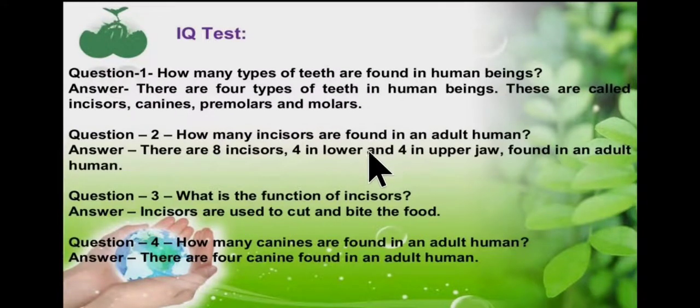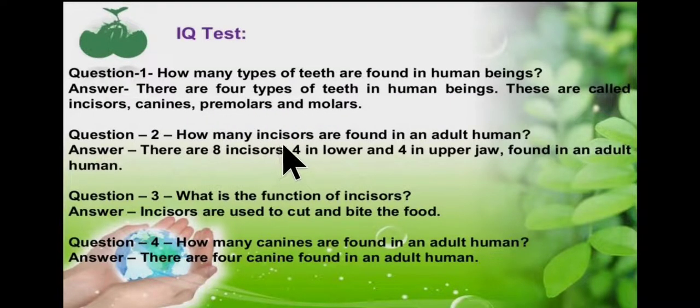Now let's revise. How many types of teeth are found in human beings? Answer: there are 4 types of teeth in human beings. They are called incisor, canines, premolars and molars.